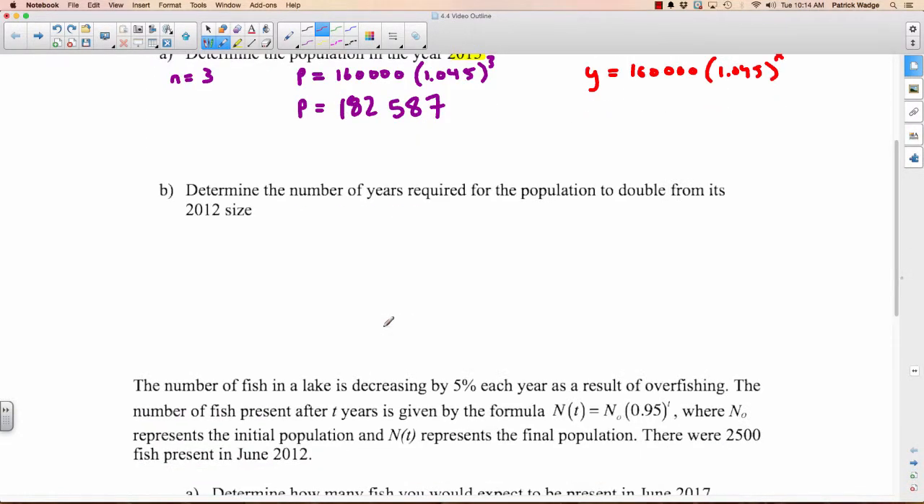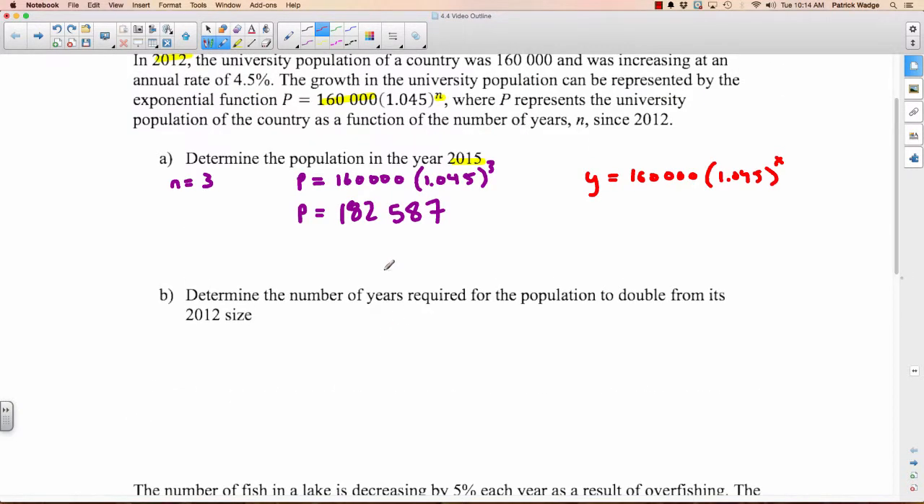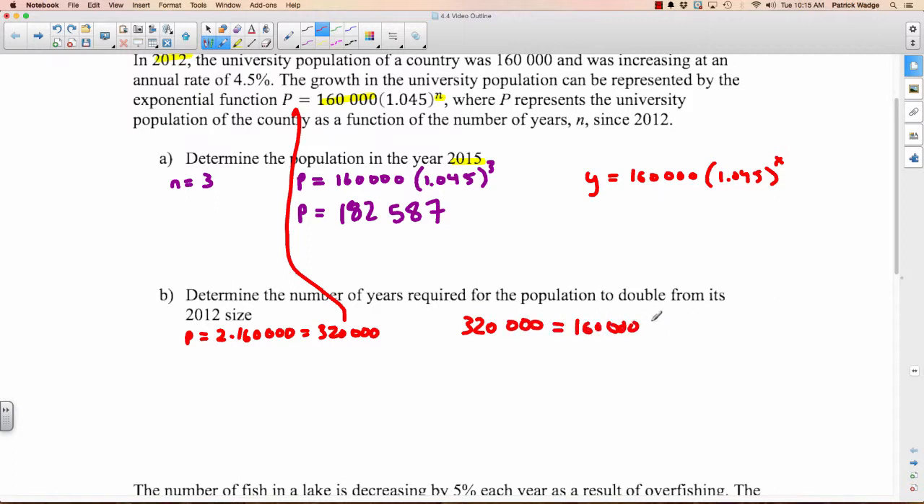Okay, the next one, it says determine the number of years required for the population to double from its 2012 size. So in other words, we're going to use the same formula, but this time we know what the final population is. The final population is going to be double of what it started with. So it's going to be 2 times 160,000 is 320,000. So what we have to do is solve, if you plug the 320,000 in there, you get 320,000 equals 160,000 times 1.045 to the n power, and we have to figure out what number goes right there.